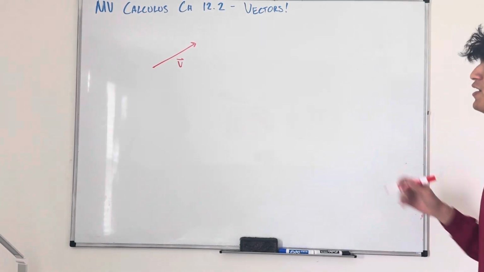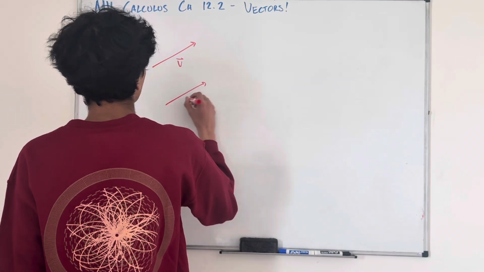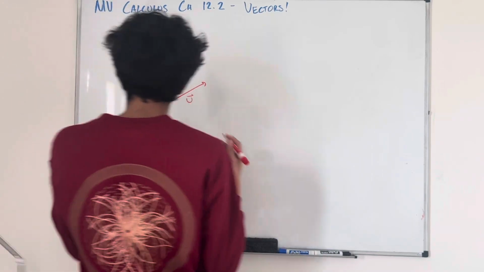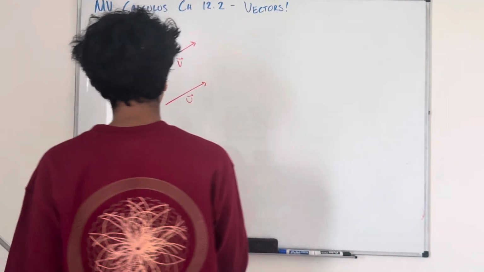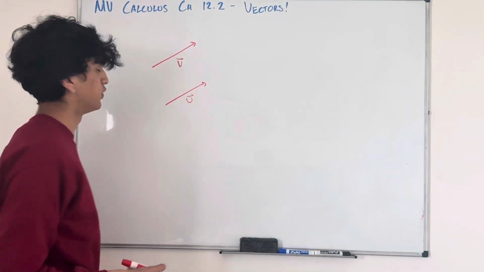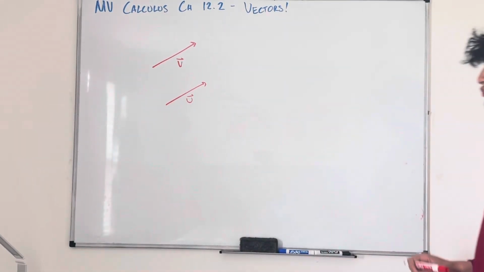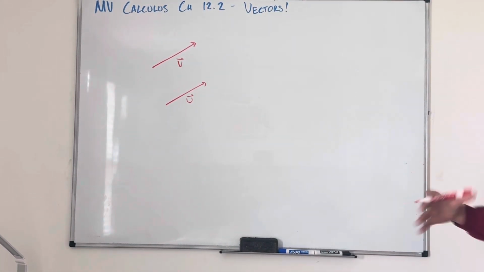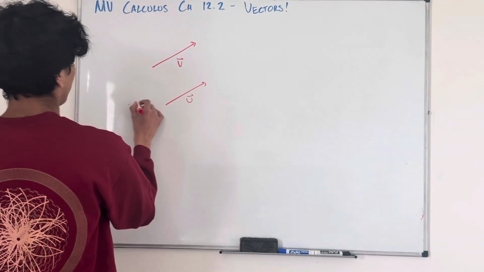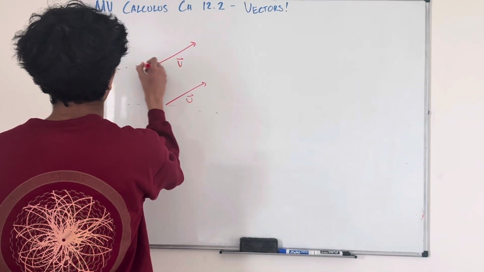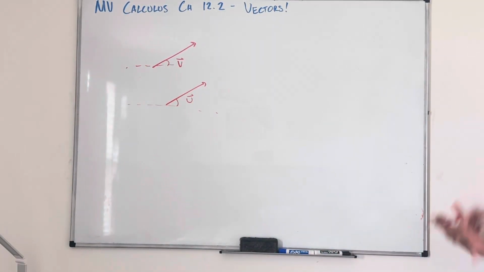If I draw another vector, u, these vectors are actually equivalent. They're equal if they have the same length, which we call magnitude, and if their directions are the same. In this case, their directions would be the same if you think about the angle from the horizontal. If those angles are the same, then boom, they're going to be equivalent.